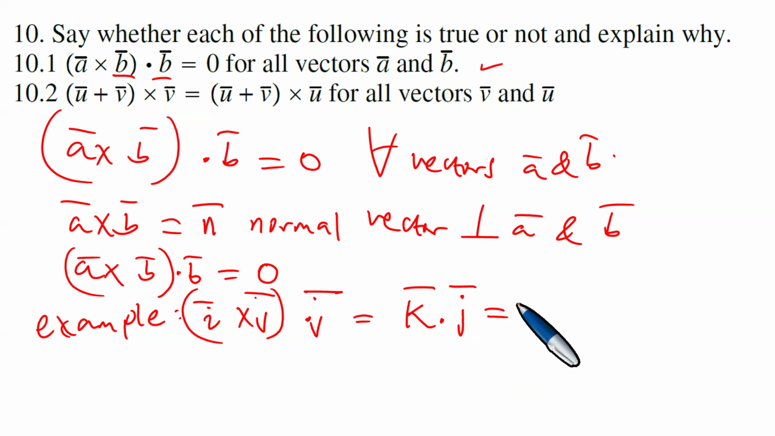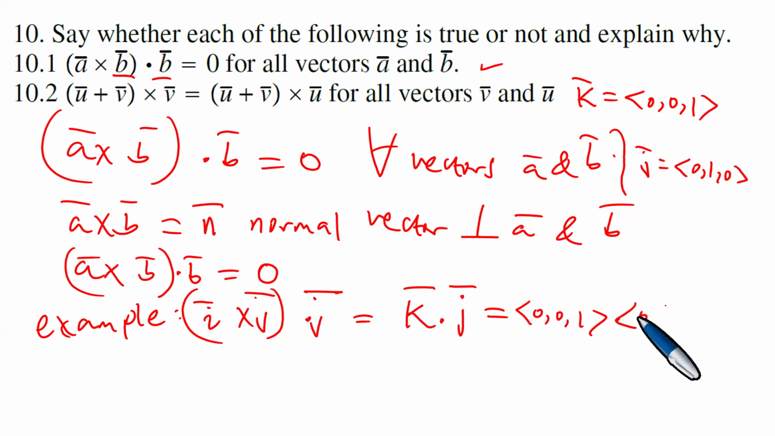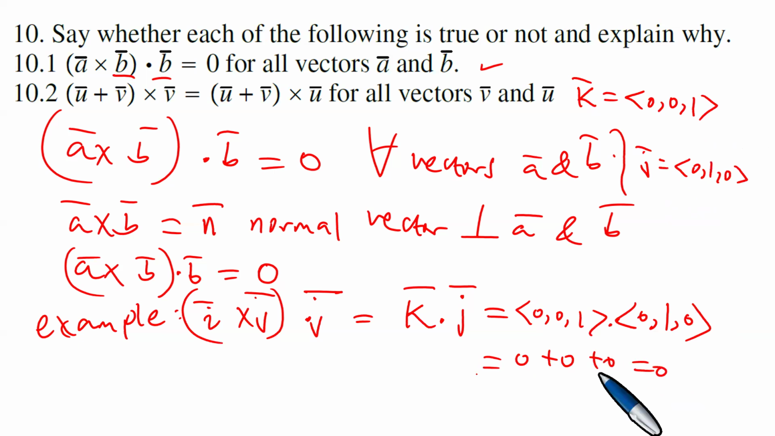Let us check this. What is unit vector K? Unit vector K is 0, 0, 1. Unit vector J is 0, 1, 0. Now if you dot this, 0 times 0 is 0, 0 times 1 is 0, 1 times 0 is 0. And therefore the result is 0.